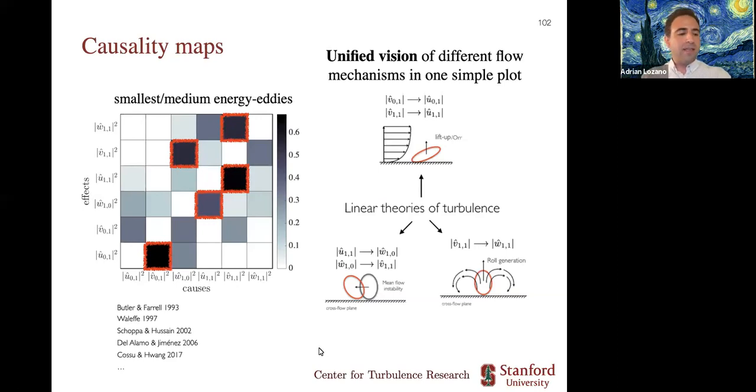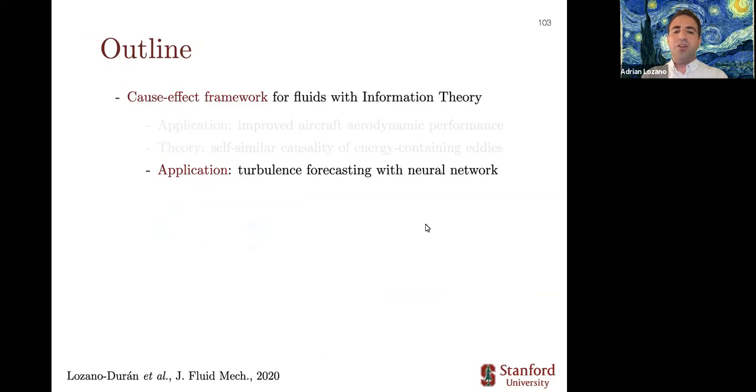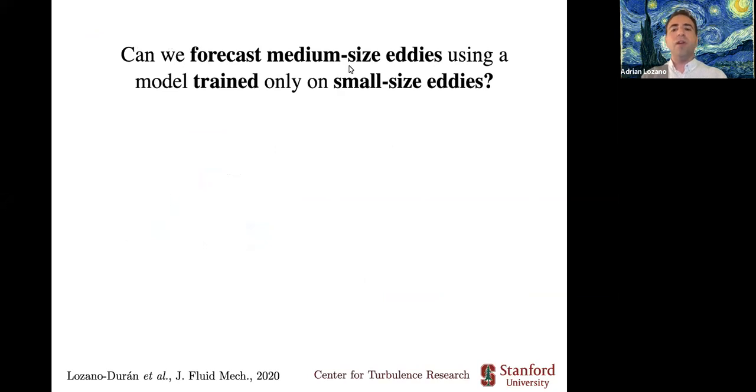And with that, I just have 5 more minutes to discuss one small example that could be understood as a consequence of this, and that is this application. Can I use what I just learned about the theory to make some useful predictions and have some computational savings? This is what I want to do. I want to forecast what is happening in these medium-sized eddies, but as I mentioned before, this is an expensive simulation. I want to use a model that only uses information from these small-sized eddies.